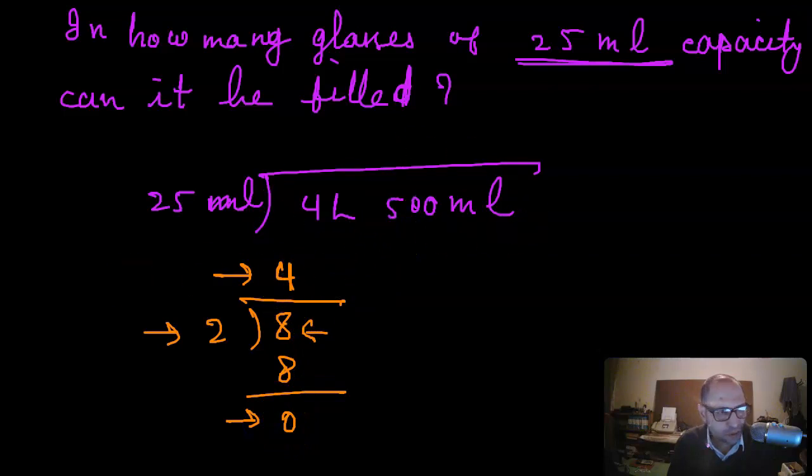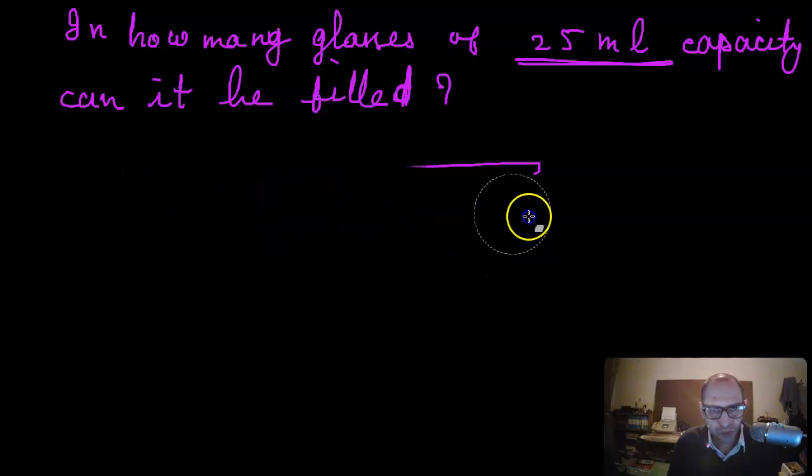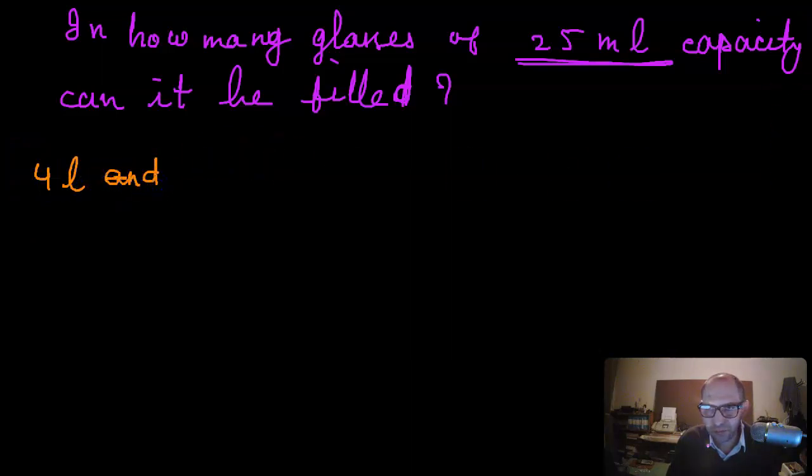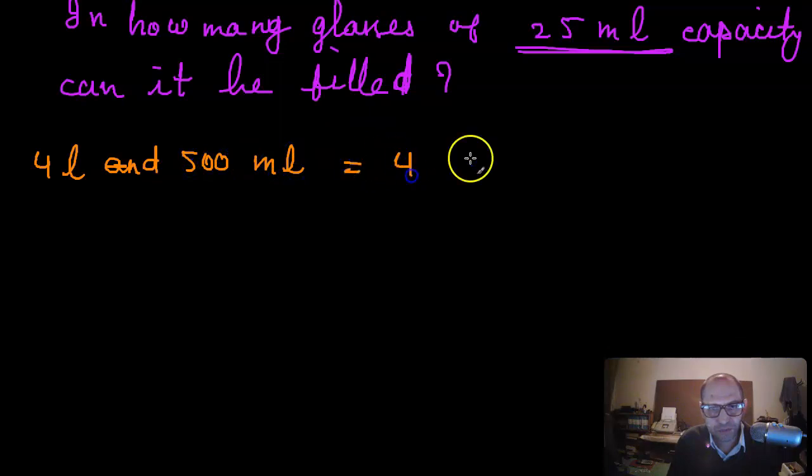As you can see, in this case the dividend is in the mixed units of liters and milliliters, while the divisor is in milliliters. So I cannot do the operation this way. I have to convert. So what I'm going to do is write 4 liters and 500 milliliters. That is the same thing as 4.